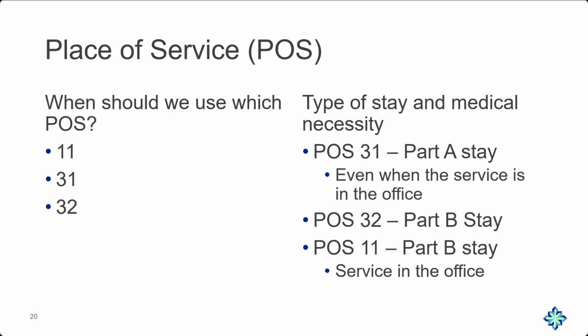Now, on 11 or 32, the question is where did the service get performed? Well, why does that matter? If it's performed in the office and it's a Part B stay, then you would bill it on 11. If it's performed in the skilled nursing facility and it's a nursing visit and they're in a Part B stay, then it would be billed with a 32.